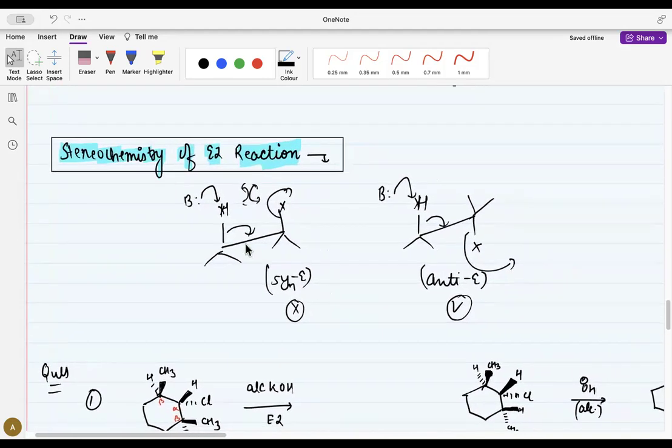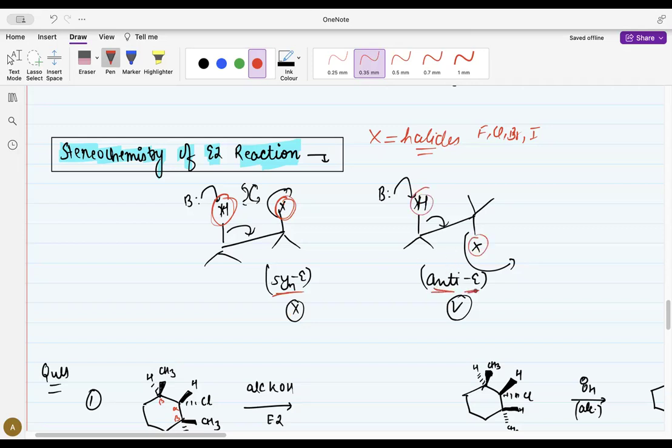Let's see stereochemistry of E2 reactions. See beta, if I remove H and Br, X is what? X is all halides: chlorine, fluorine, bromine, iodine. You all know chlorine, fluorine, bromine, iodine. If I remove H and X from the same side, this is syn elimination. If I remove H and X from the opposite side, this is known as anti-elimination. So always remember, in E2 reaction, we always prefer anti-elimination.